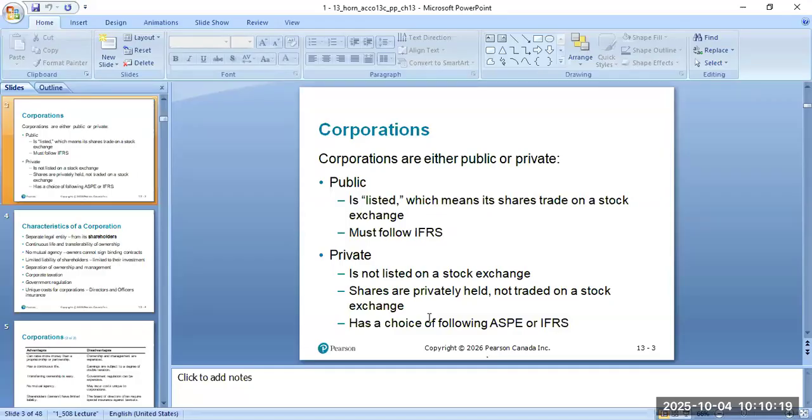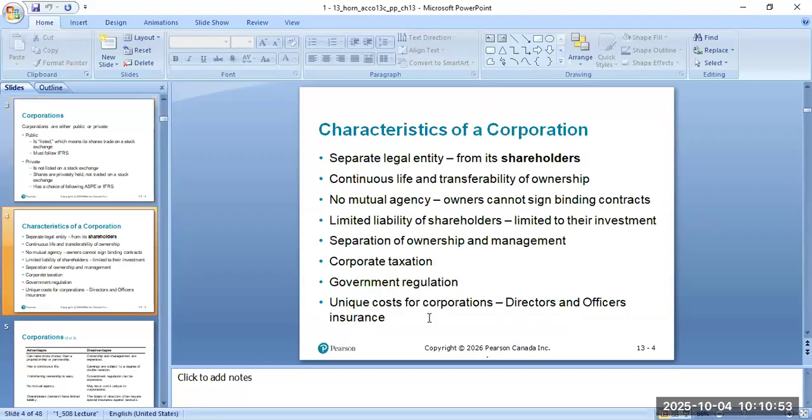If I don't have a loan from the banks, if I don't have any other people that I owe money to, I don't need to follow standards. The accounting standard for private enterprises is more than enough for me. I'm not planning to sell my shares or trade my shares on the stock exchange. But if the private company wants to become public, now they have to start following international financial reporting standards at some point.